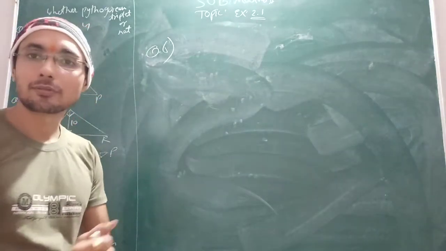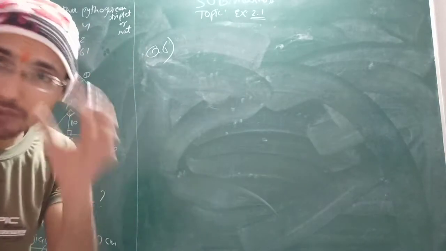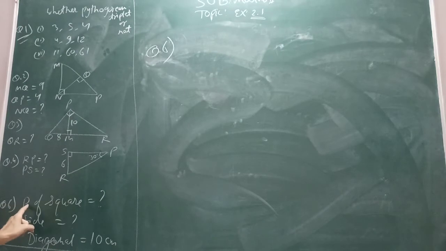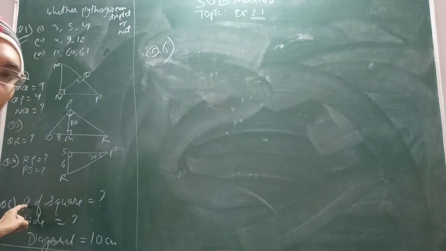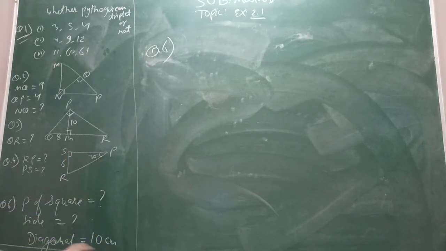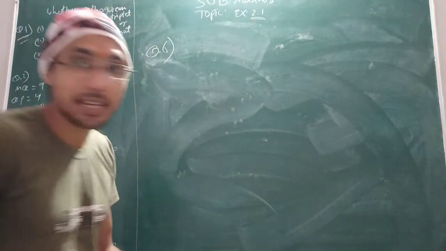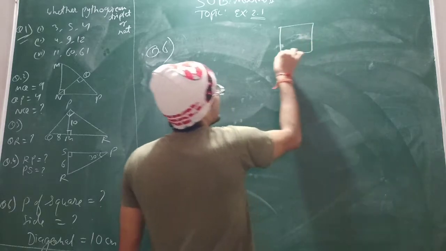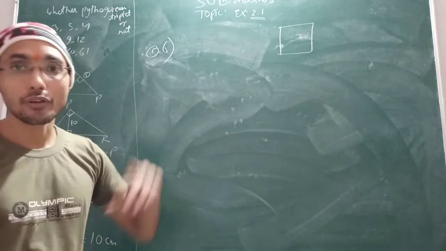Question number 6. First of all, read the question or observe the question carefully. P for perimeter. I have written some shortcuts. The perimeter of the square you have to find out. The side of the square you have to find out, and the diagonal is given, which is 10 centimeter. So it's a question of a square. So first of all, you have to make a square.